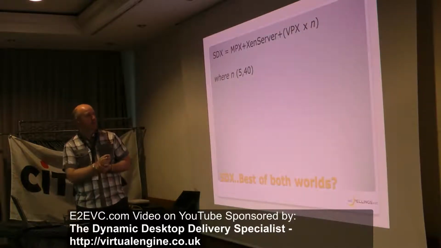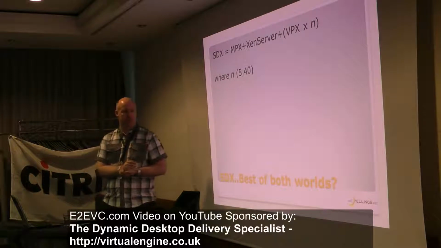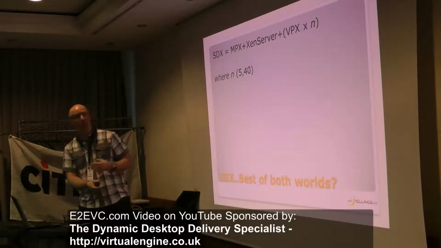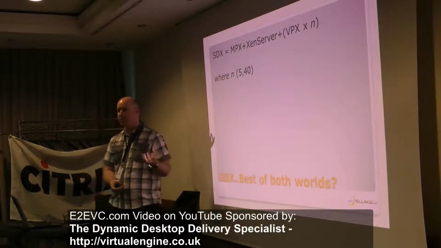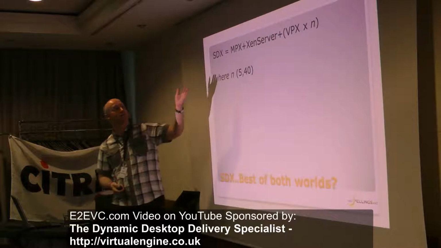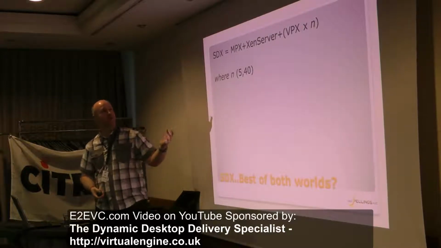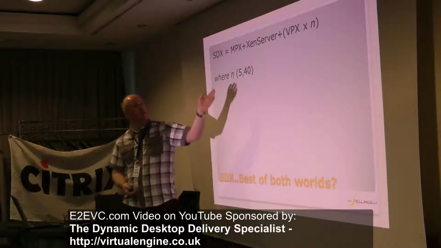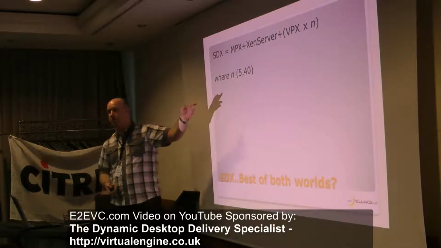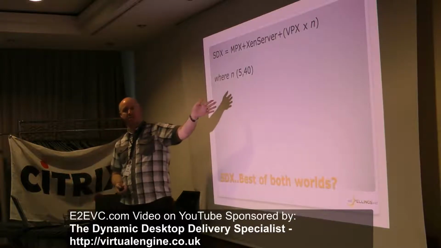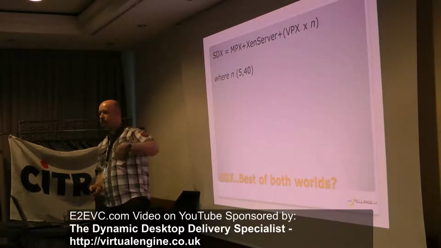I'll talk about SDX. SDX is kind of best of both worlds, maybe. You've got the physical tier, but then you've got Citrix's own hypervisor, XenServer, on top. This is my kind of SDX equation. You've got an MPX, which is the physical device, plus XenServer, plus any number of, well, not any number, VPXs, so between 5 and 40. I think the tiers are, you start with 5, then there's a 20 edition, and then you can go up to 40, so you can just add more.